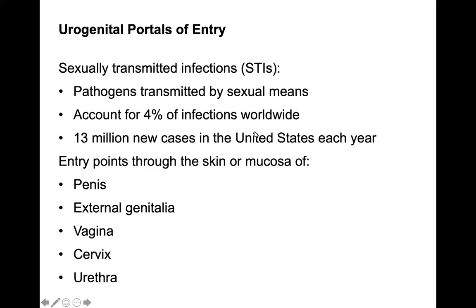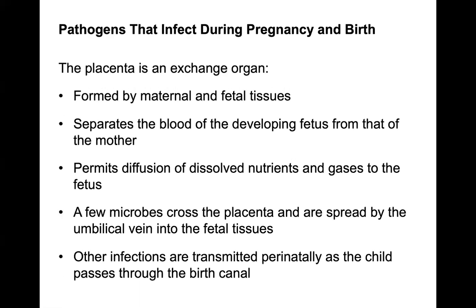The urogenital tract, this would be things like STIs, sexually transmitted infections. Pathogens are transmitted by sexual means. They account for 4% of infections worldwide, 13 new million cases in the US each year. Entry points include the skin or mucosa of the penis, external genitalia, vaginal tract, cervix, and urethra. You can also get pathogens that infect during pregnancy and birth.